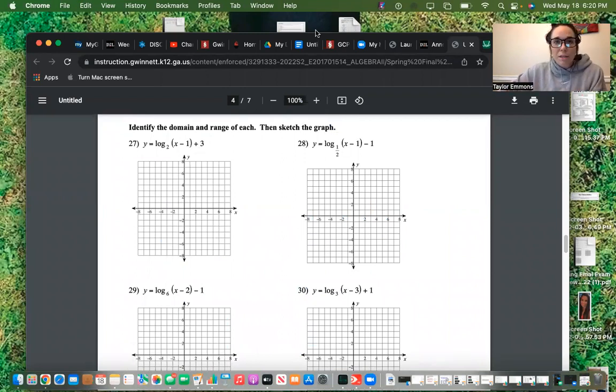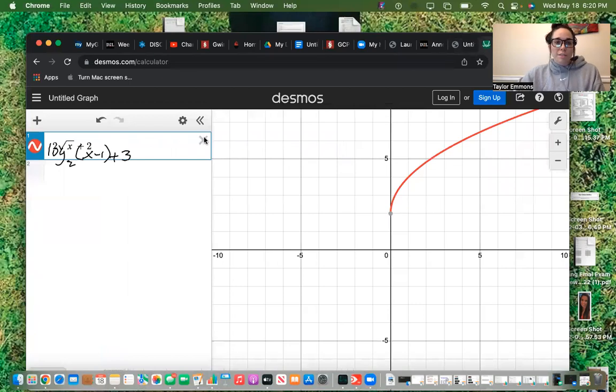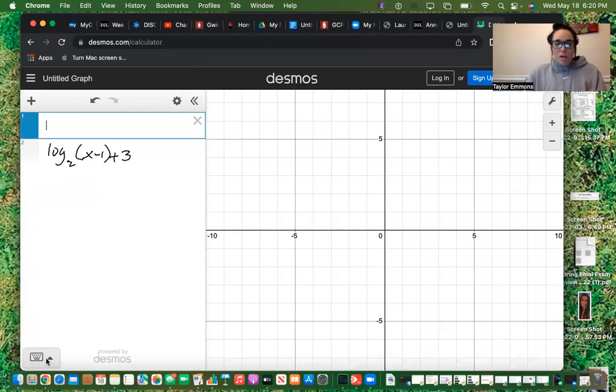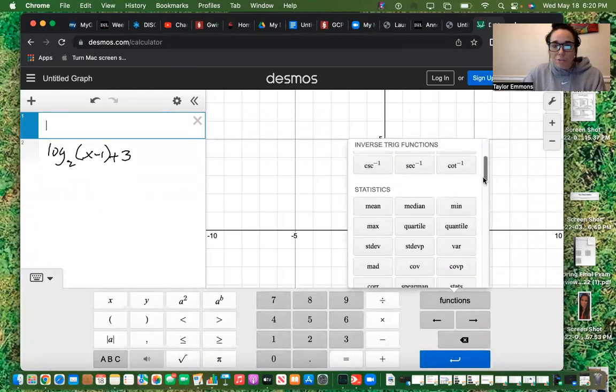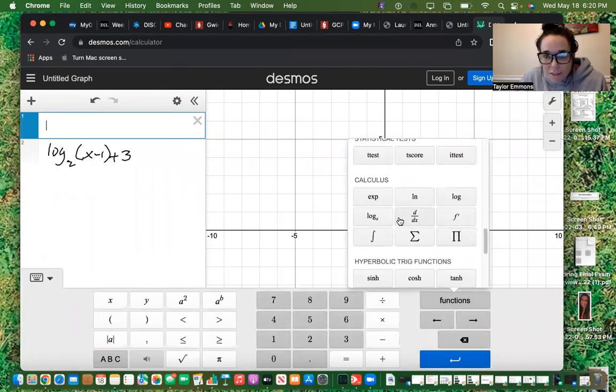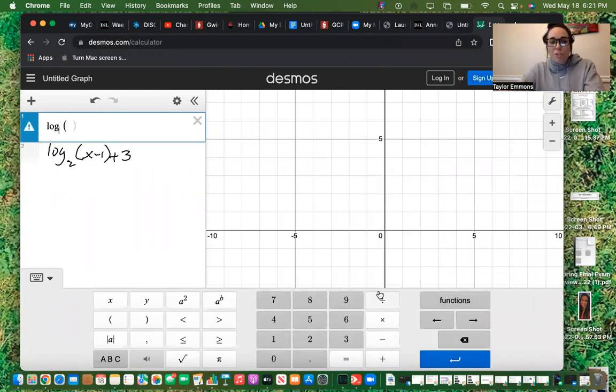We're going to take this and put it into Desmos: log base 2 of (x minus 1) plus 3. When you go into Desmos, if for some reason you have any issues with your calculator, let your teacher know. You hit this little keyboard, go to functions, and scroll down to where it says log base a. Type exactly what you see, plus 3.